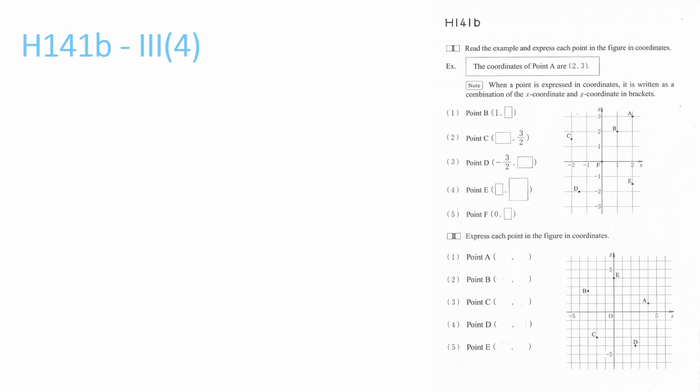Point D would be 2.5 on the x-axis, which is 5 over 2. So point D, 5 over 2. And it would be on the y-axis negative 4, because it's below the 0. Last one, point E, it would be 4 on the y-axis. We're doing 4 on the y, just remember that's y and that's x. And then x will just be 0, because it lines up with 0.